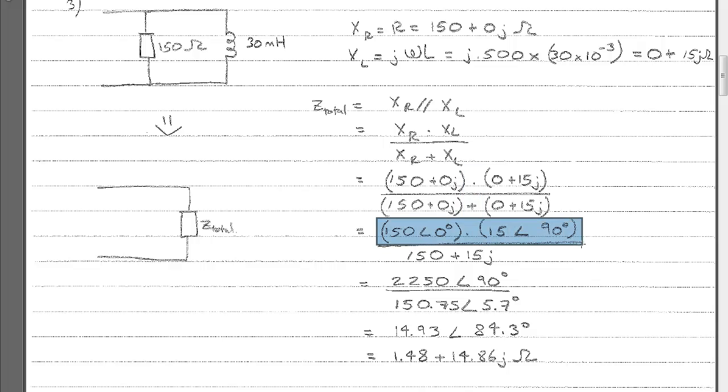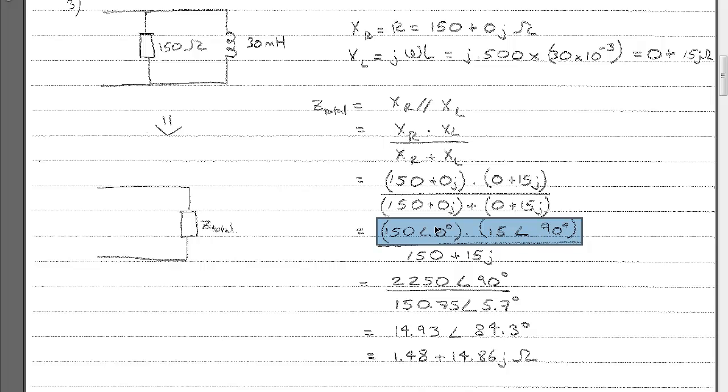The next step is that I haven't done anything to these numbers. All I've done is converted into polar form. So what we have, the reactance of the resistor is a magnitude of 150 at an angle of 0 degrees, multiplied by the value of the inductor, which is a magnitude of 15 at an angle of 90 degrees. Remember, when you've got a plus j, it changes to being an angle of 90 degrees when there's no real part. Minus j, as we'll see, becomes an angle of minus 90 when there's no real part.